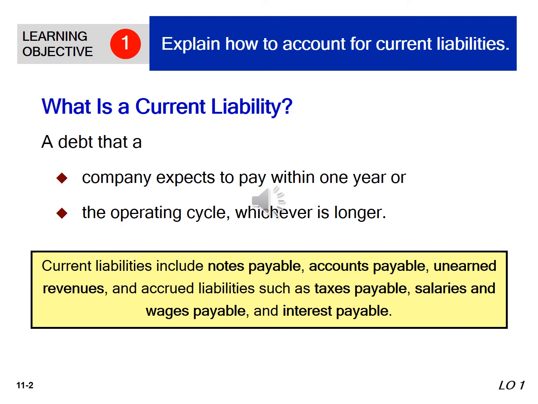So let's begin with trying to understand what current liabilities are. Current liabilities are basically debts that a company expects to pay within 1 year or the operating cycle, whichever is longer for that company. So current liabilities include notes payable, accounts payable, unearned revenues, and accrued liabilities such as taxes payable, salaries and wages payable, and interest payable. You've covered current liabilities previously in Accounting 1, so this is not a completely new concept for you.